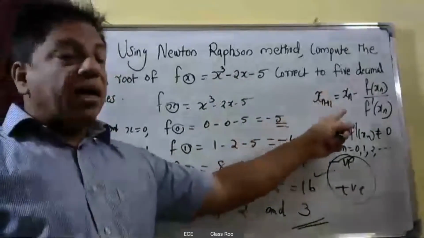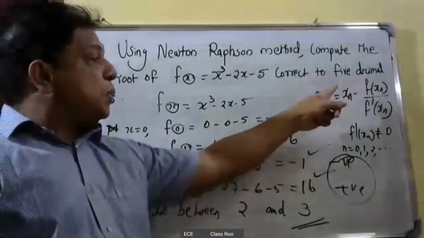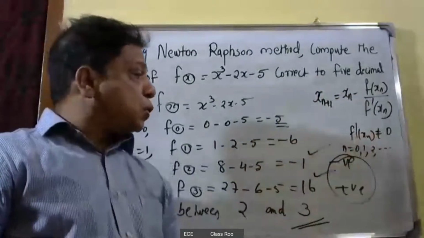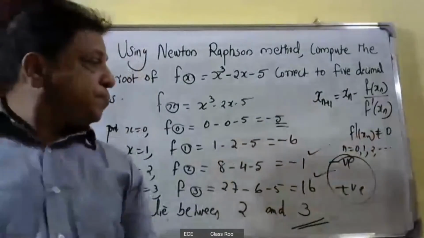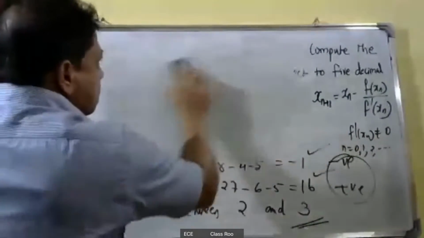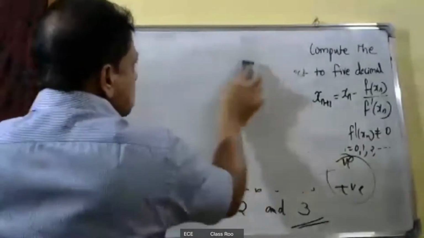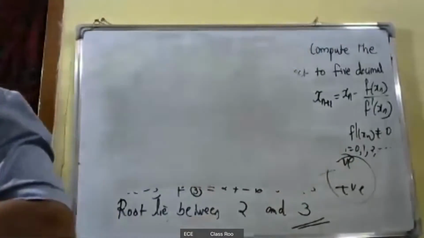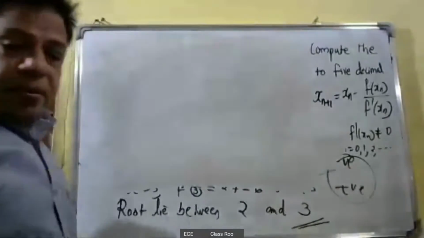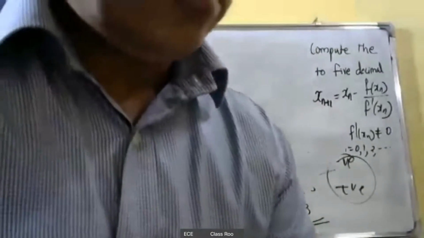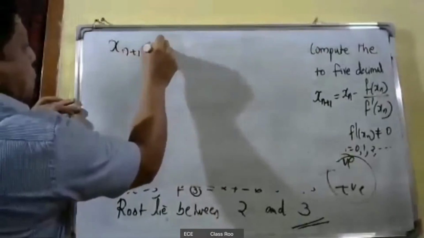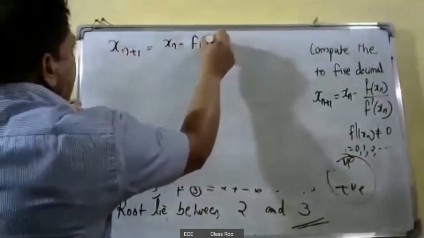For that, we use the Newton-Raphson method formula, xn plus 1 is equal to xn minus f of xn by f dash xn, where f dash xn is not equal to 0, n equal to 0, 1, 2, etc. Here, the formula is xn plus 1 is equal to xn minus f of xn by f dash xn.